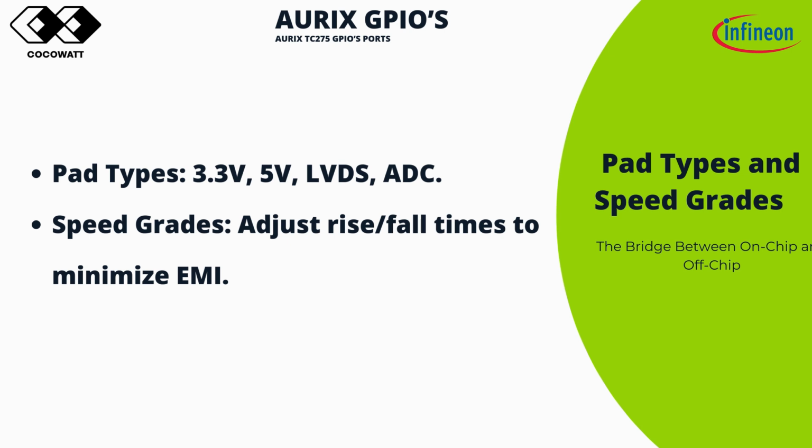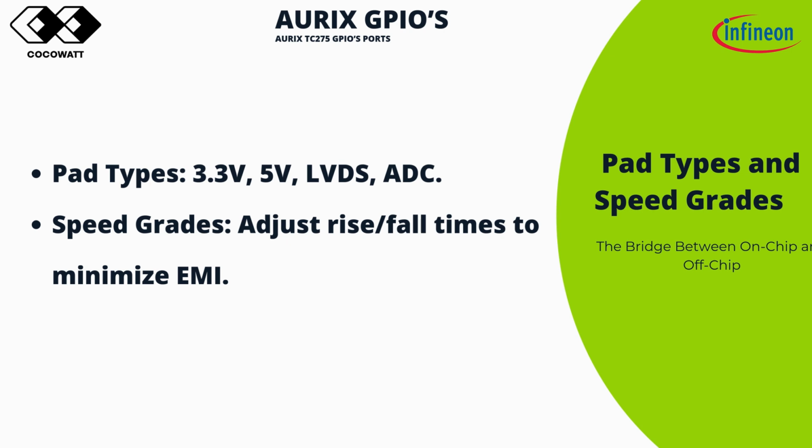LVDS pads or low voltage differential signals. These are used for high speed communication between chips such as Ethernet, camera interface, or data logging systems. ADC pads. These support analog to digital conversions, allowing you to measure analog values like temperature, voltage, or current. So whether you are working with sensors, motors, or external modules, TC275 has the pad that fits your need.